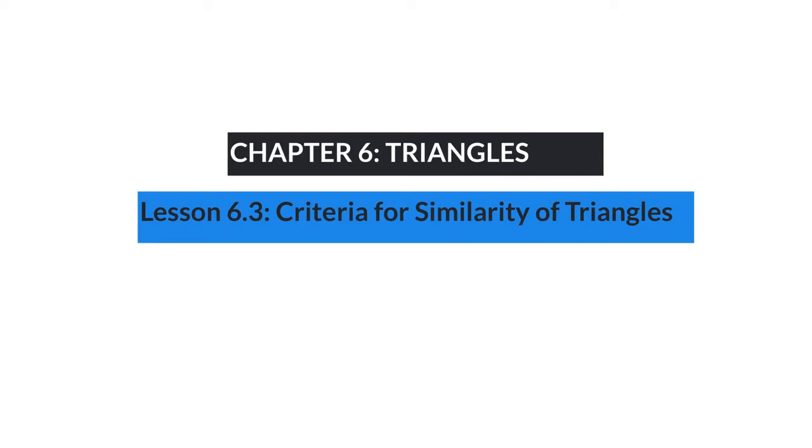In this lesson we are going to study the criteria for similarity of triangles. In our previous videos we have studied how to figure out what similar figures are, and we also studied the conditions that are required in order to find out whether two triangles are similar or not, and we studied the theorem of proportionality of figures. Now in this lesson we will study the criteria that are necessary for similarity of triangles. So welcome to the lesson.